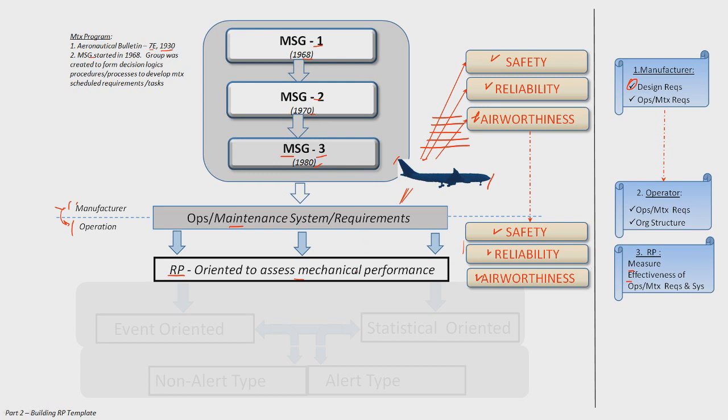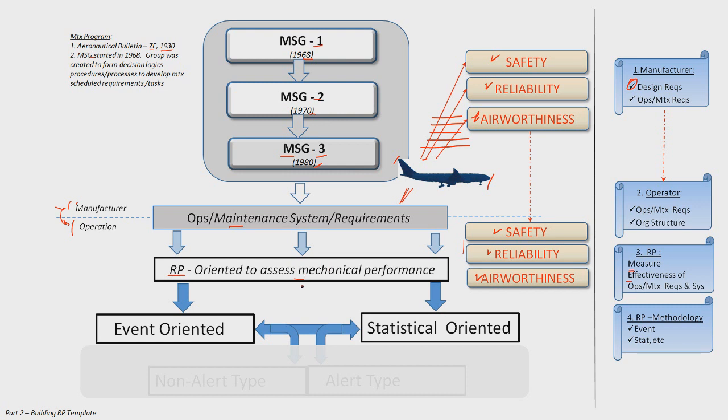Now, how can we assess our product's mechanical performance and measure the effectiveness of our system? There are different ways. First, we can assess and measure it case by case. We call it event-oriented reliability program. As I said, the reliability program is the main, core part of the system. So how does it work? Let's say we have an event, we have an occurrence. Let's say we have an engine high vibration. So we have one event, one occurrence. When we have an event-oriented reliability program, this one occurrence, one event is enough.